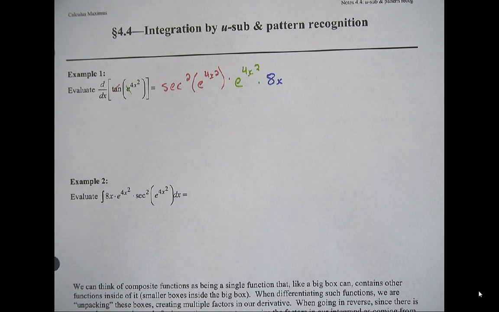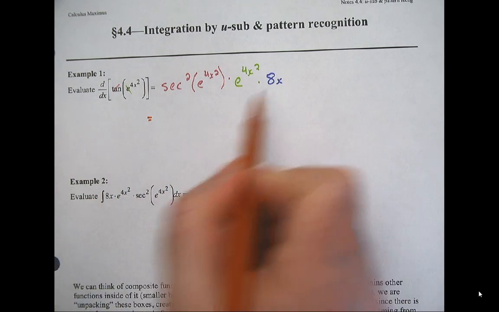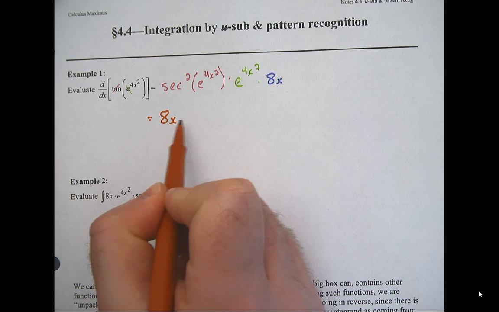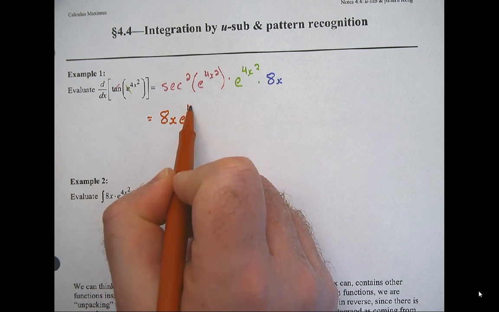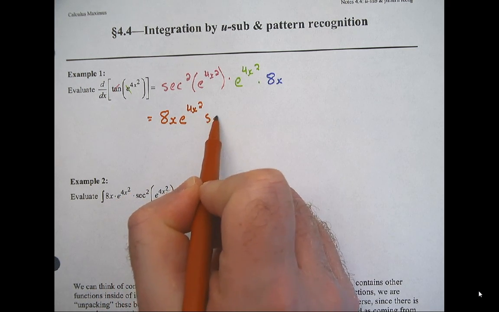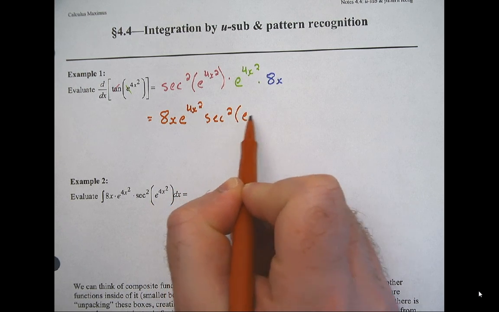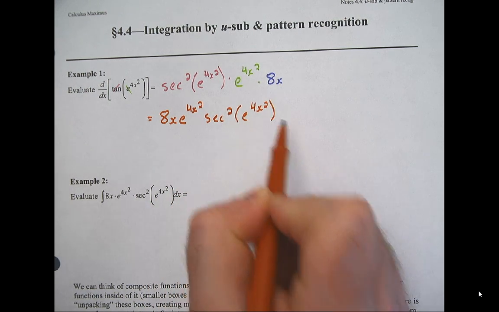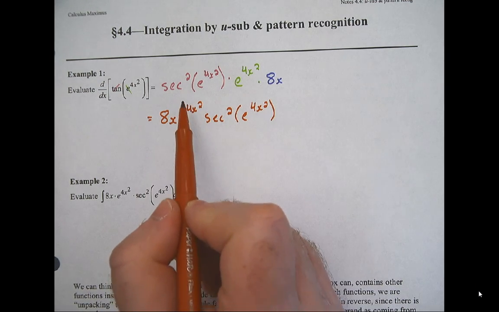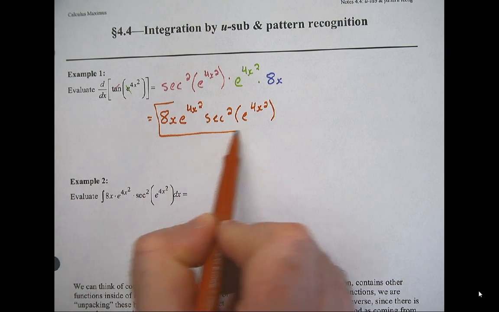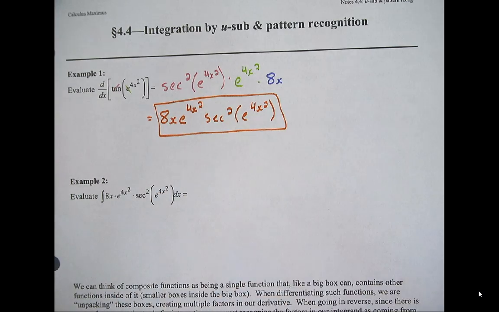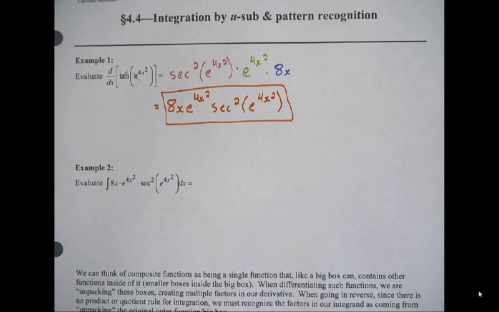Now we might want to organize this so it looks a little nicer. So I'm going to push the 8x out front: 8x times e to the 4x squared, times secant squared of e to the 4x squared. And box it in and put it up on my fridge. Feel all warm and fuzzy inside. Remember when that was the whole problem? You'd just be done? Oh, those are the days.